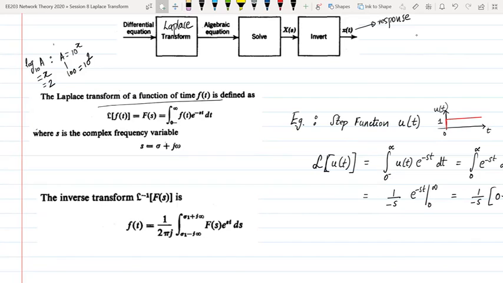What is the s domain? Don't worry about it. We'll look at it later. But the point is, this is just a notation. F(s) is equal to the integral from 0 to infinity of f(t) times e to the power minus st dt. So this is the basic Laplace transformation formula.